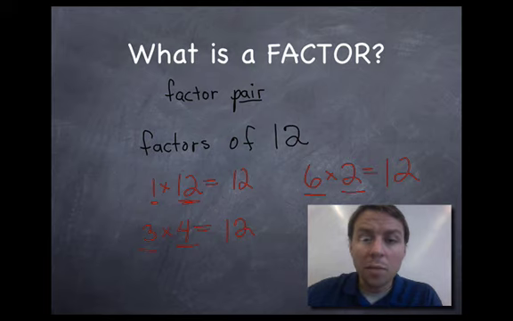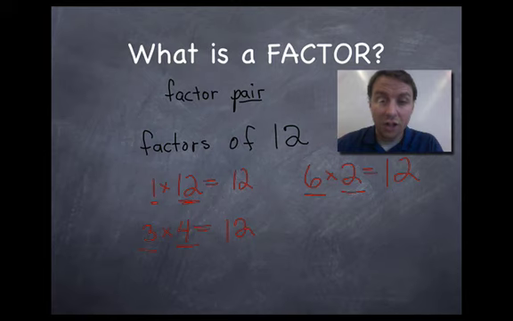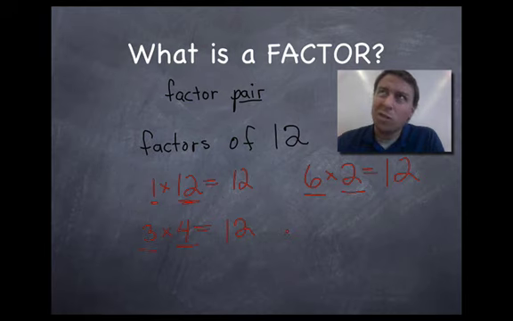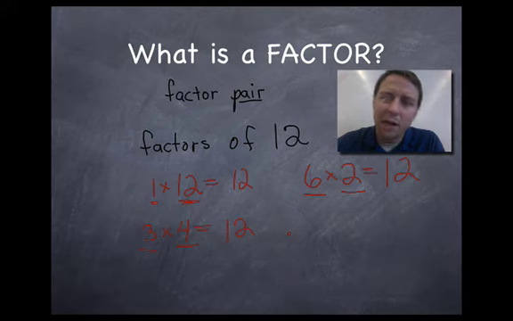So all of these numbers individually, the 1, the 12, the 6, the 2, the 3, and the 4 are all factors of 12. Now when you're trying to think of more, does 5 evenly go into 12? Is there a multiplication number where 5 times something equals 12? Nah, so 5's not a factor of 12.